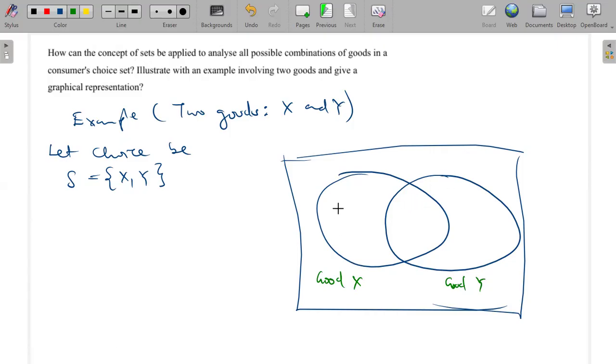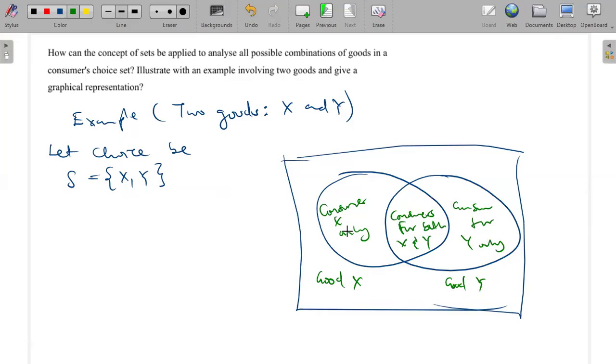Okay, and then what does this mean? So here we would have consumers for X only, and there of course you have consumers for Y only, and there you have consumers for both X and Y. So this is how it would look for both X and Y.